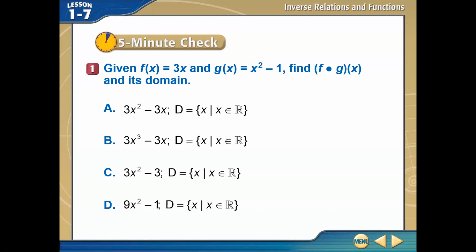G of x is x squared minus 1. That is also quadratic or a parabola. So once again, the domain's all real numbers. So as you can tell from our answer choices, our domain is going to be all real numbers as we go through. Now we just got to multiply them together.